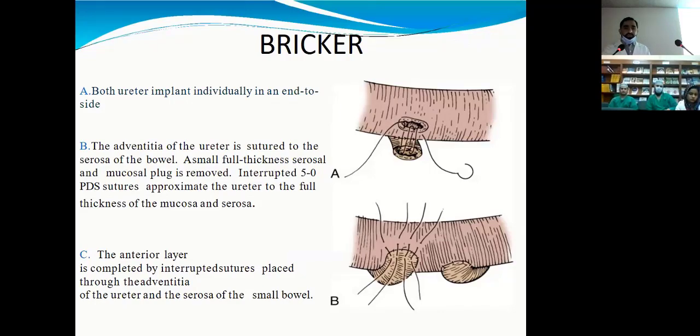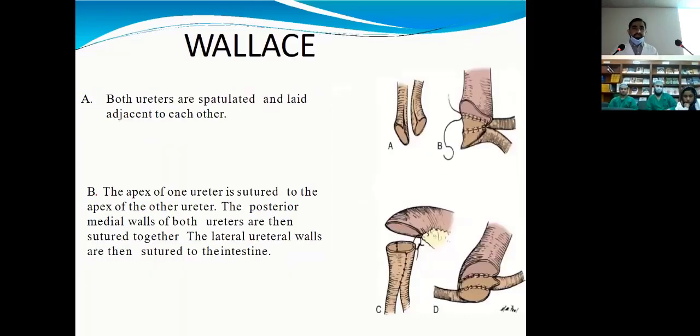A small full thickness serosal and mucosal plug is removed. The interrupted 5-0 PDS suture approximates the ureter, the full thickness of the mucosa and the serosa. The anterior layer is completed by interrupted sutures placed through the adventitia of the ureter and the serosa of the small bowel.